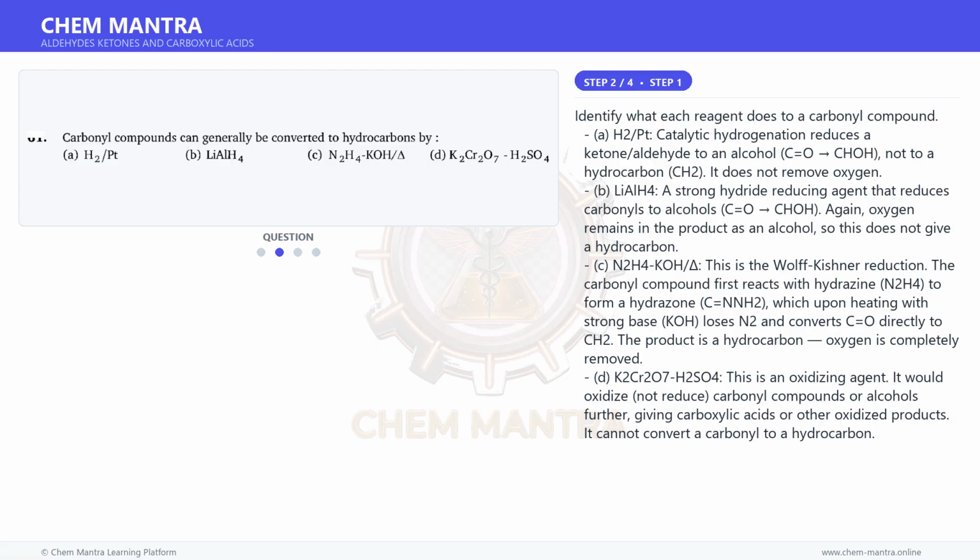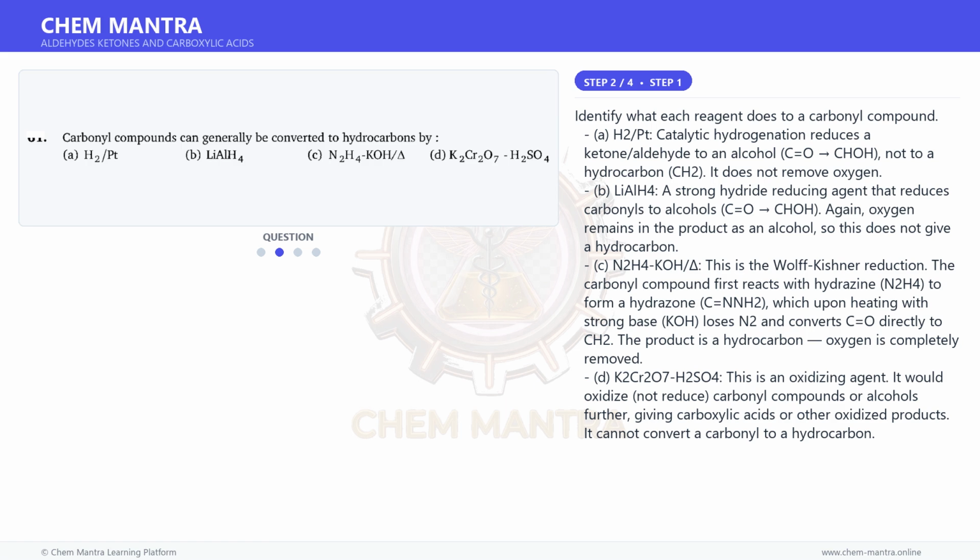Identify what each reagent does to a carbonyl compound. A. H2/Pt, catalytic hydrogenation, reduces a ketone or aldehyde to an alcohol, C-OH, not to a hydrocarbon, CH2. It does not remove oxygen. B. LiAlH4, a strong hydride reducing agent, reduces carbonyls to alcohols, C-OH. Again, oxygen remains in the product as an alcohol, so this does not give a hydrocarbon.